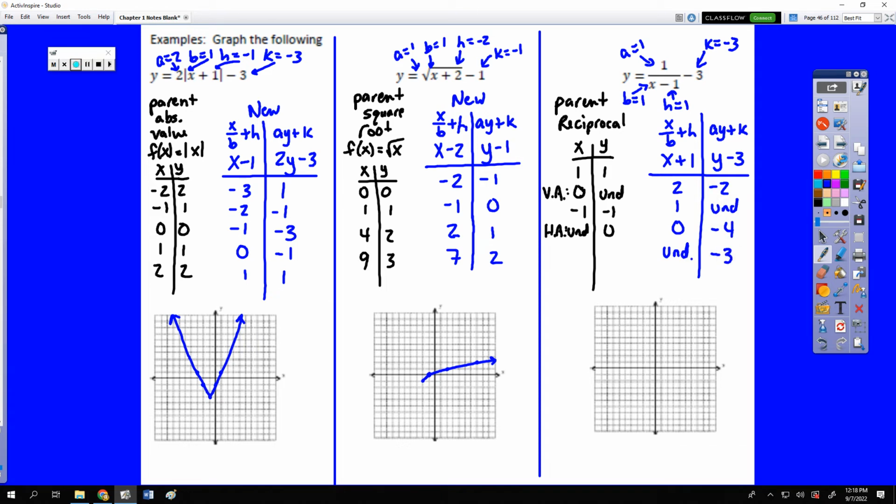There we can see that our vertical asymptote is the line x equals 1. And our horizontal asymptote is the line y equals negative 3.